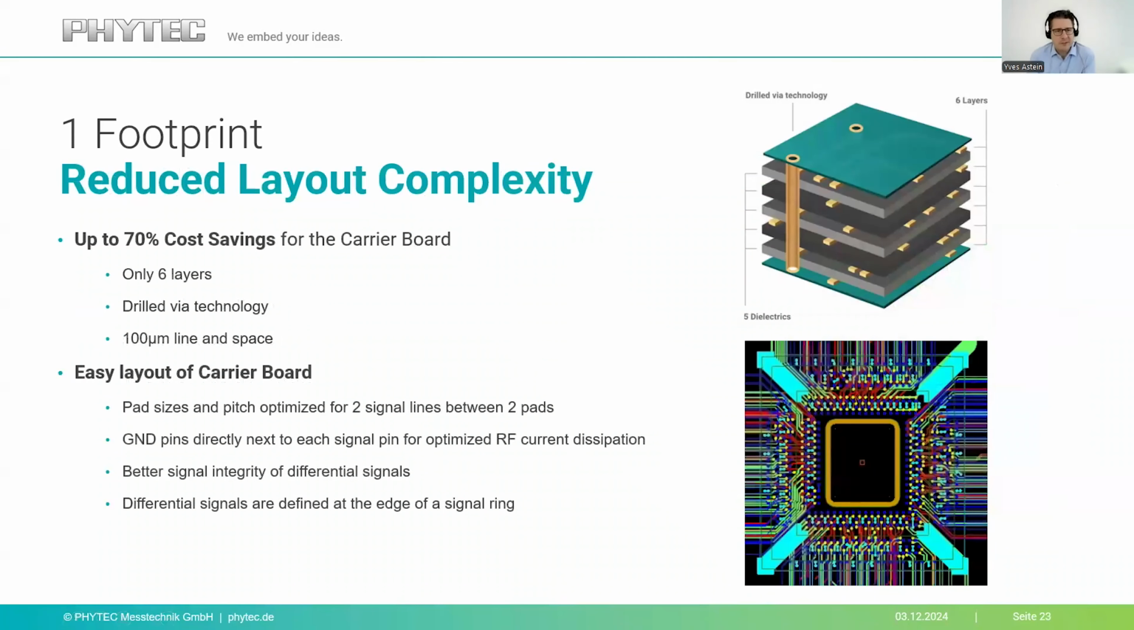Reduced layout complexity. How did we do that? So first of all, we can save up to 70% of costs for the carrier board, because we have done layout testings, and we could do a full layout with only 6 layers of the carrier board, bringing out all signals. We only need drilled via technology, so no lasered via, and we have 100 micro line and space. This is actually based on our footprint.